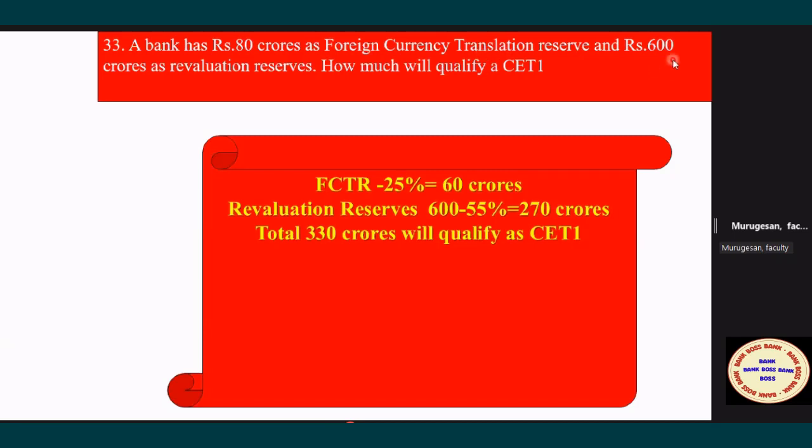Similarly, revaluation reserves are 600, it will be there in the balance sheet. But for the purpose of recognizing as CET1, it will be 600 minus 55%, overall it is 45%. 270 crores only will be recognized. So 60 in FCTR plus 270 in revaluation reserve, totally 330 crores only will qualify as CET1 for computing CET. Understood? These things you remember. Sometimes there may be numericals.